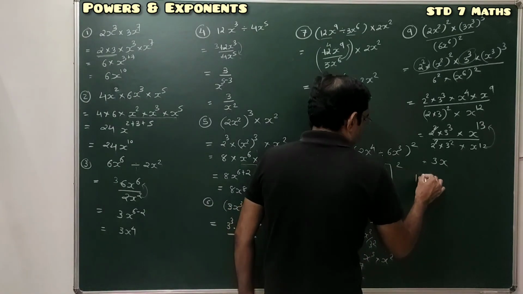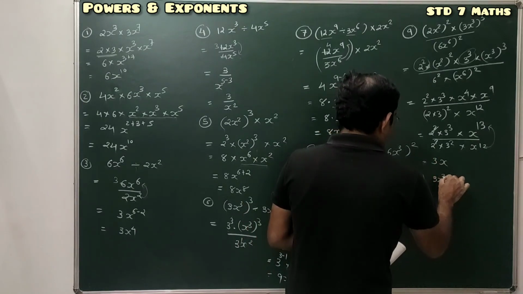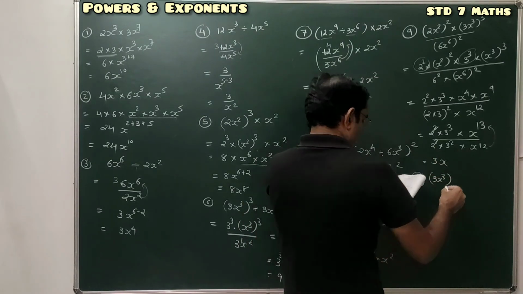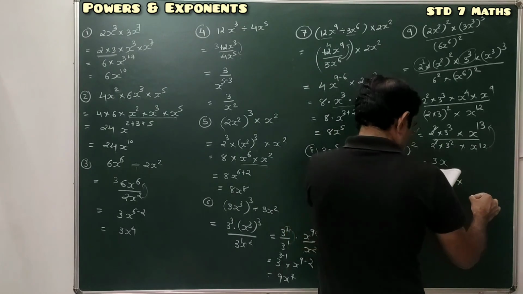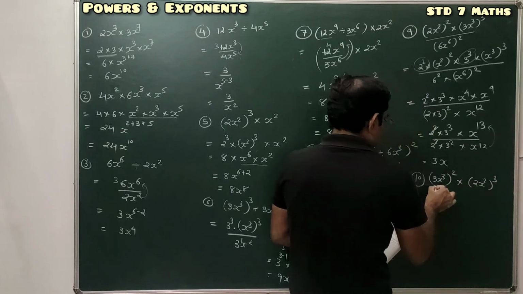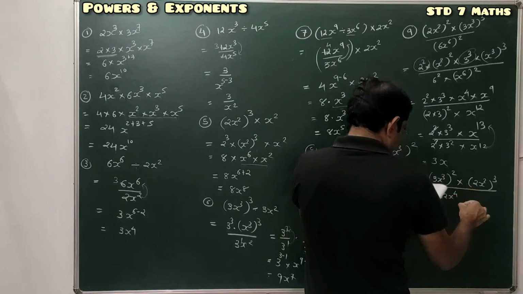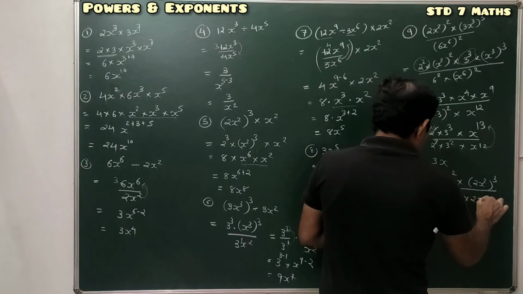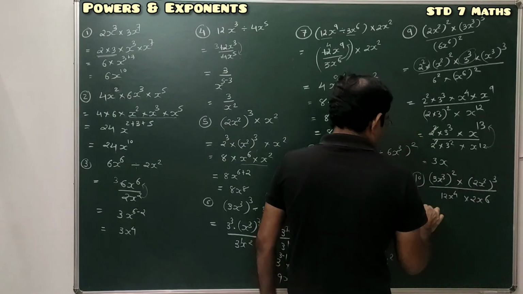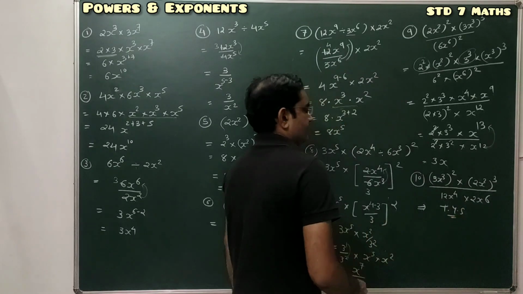that you can try by yourself. So it's 3x cube raised to 2 multiplied by 2x square raised to 3 divided by 12x raised to 4 multiplied by 2x raised to 6. Students, try this one by yourself.